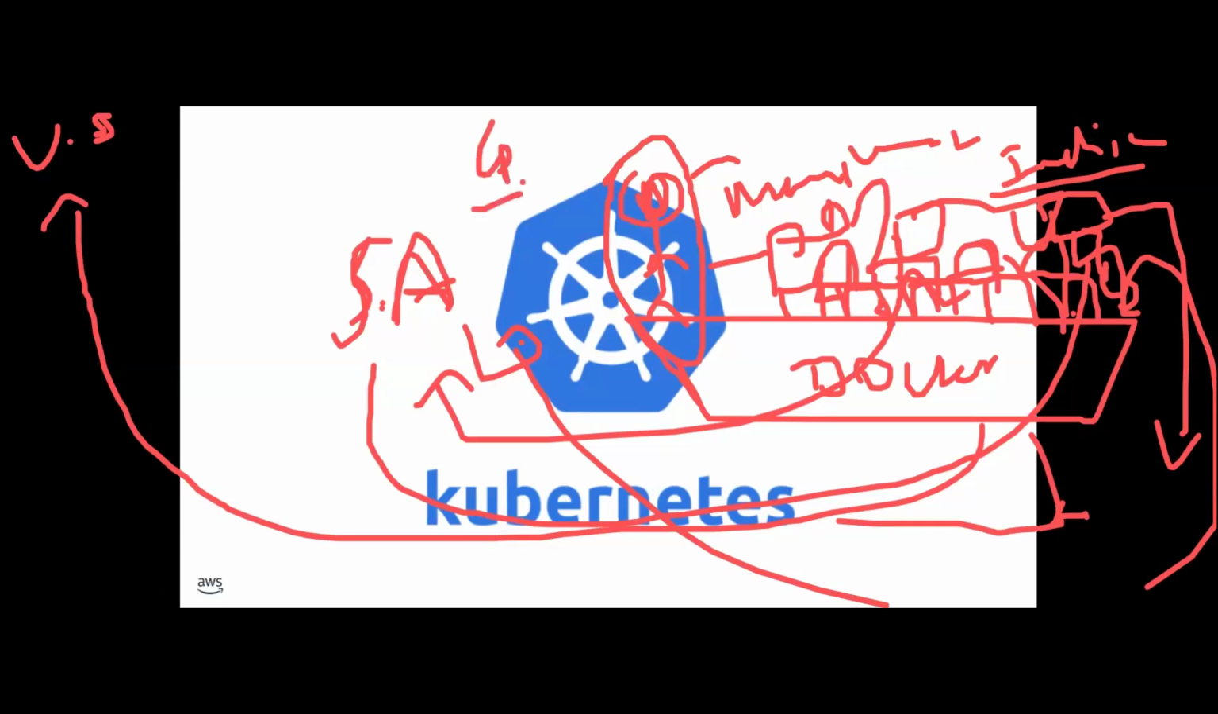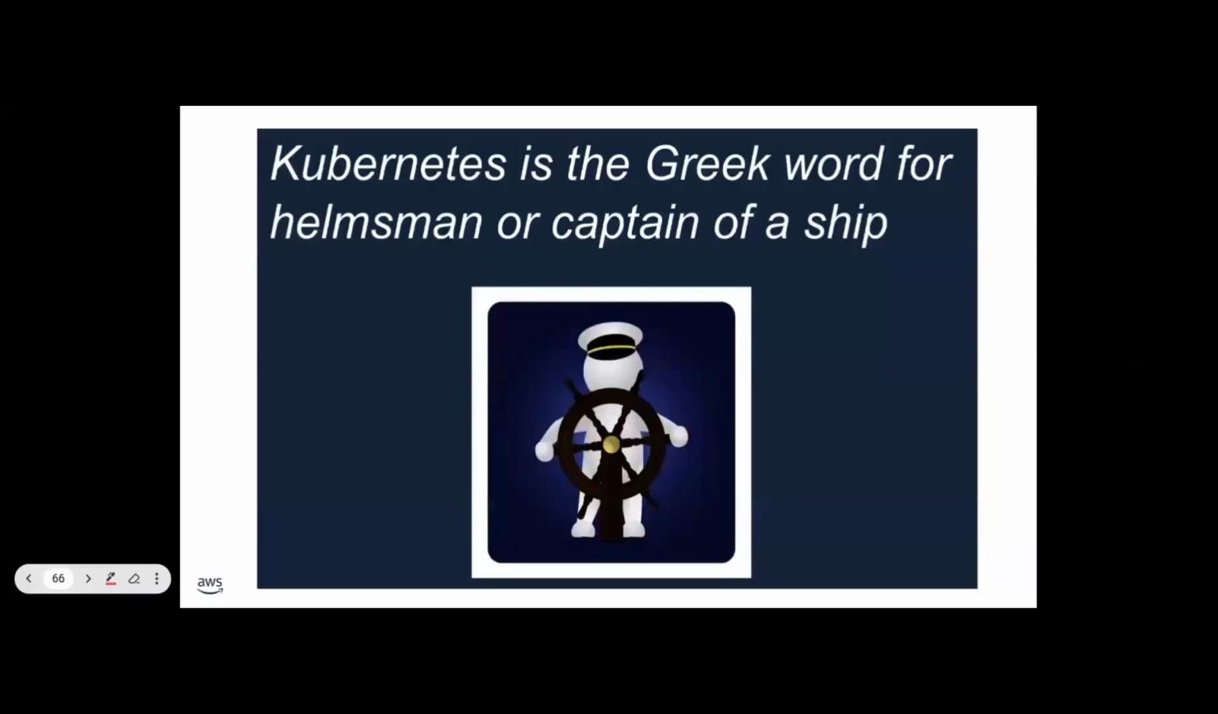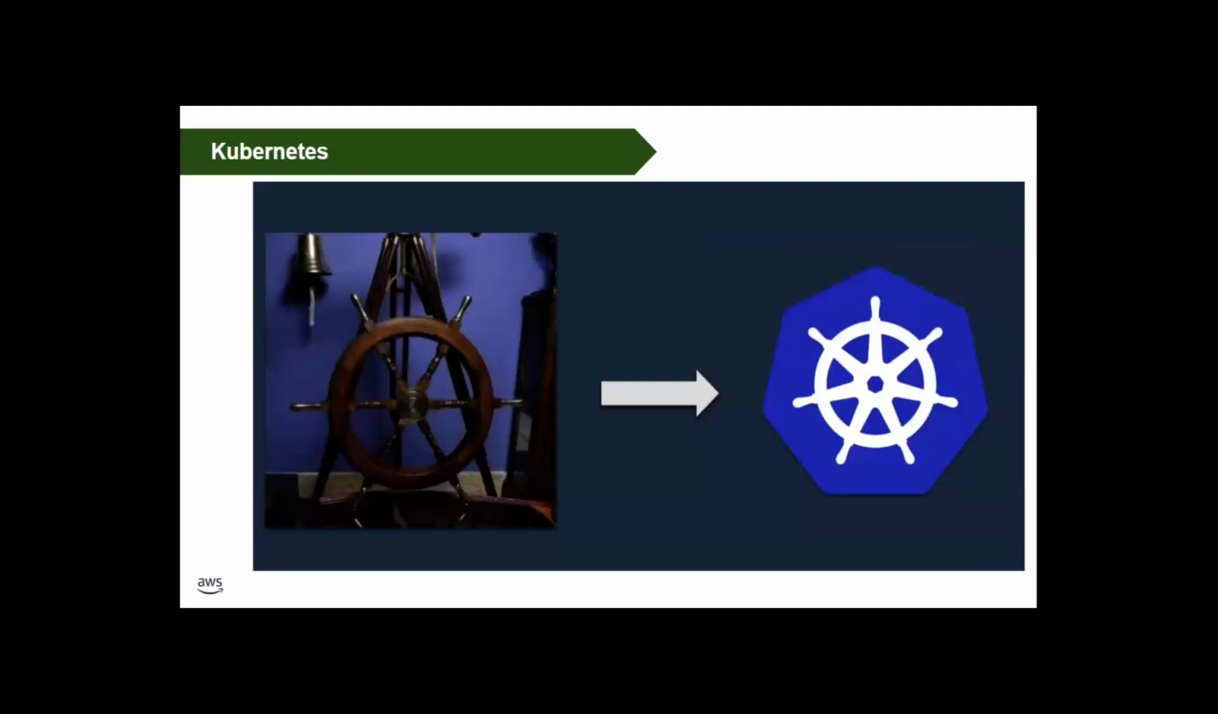The main job is to manage the containers and deliver to the right place at the right time, and make sure it is delivered on time. Okay, the same thing is what Kubernetes is going to do. Kubernetes is not like the captain of the ship. It is, as you said, like the steering of the ship.